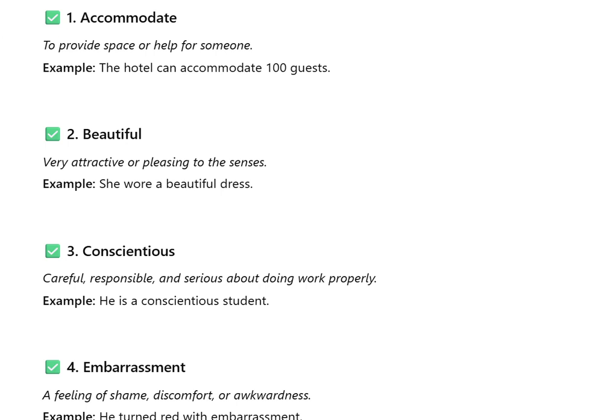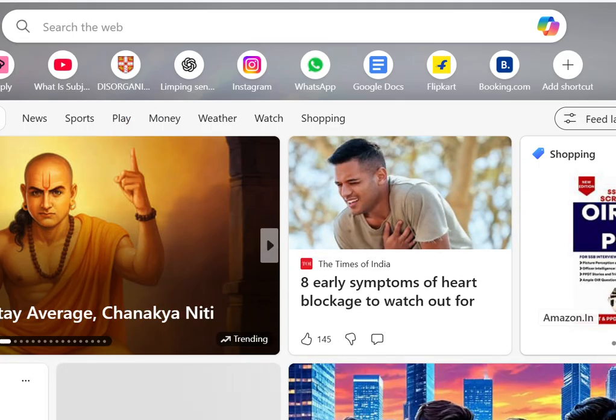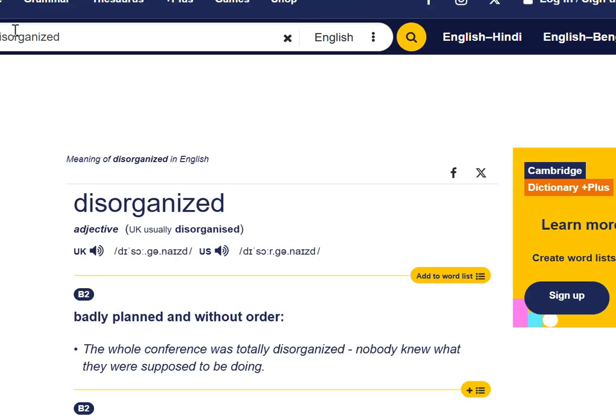The word accommodate is to provide space or help for someone. You can ask someone, can you accommodate me? If you can see this example, the hotel can accommodate 100 guests. It means that it can provide space for 100 guests.